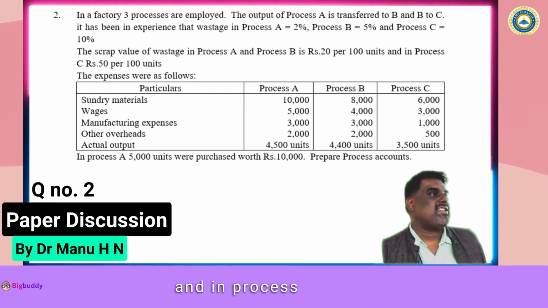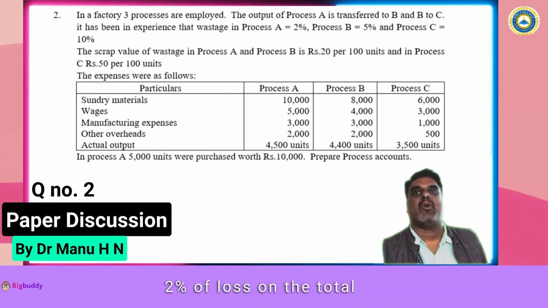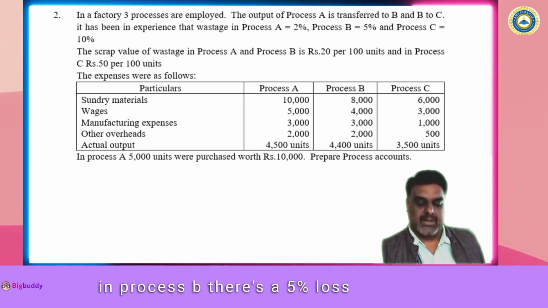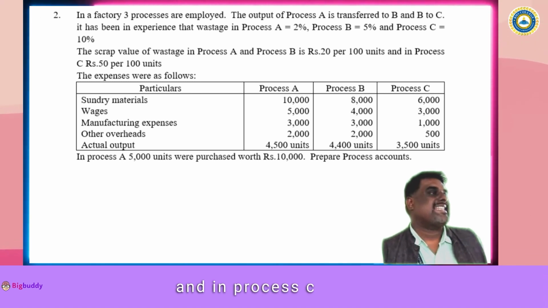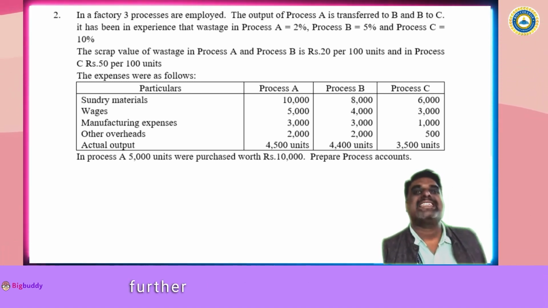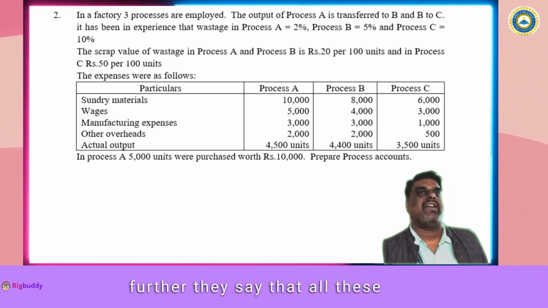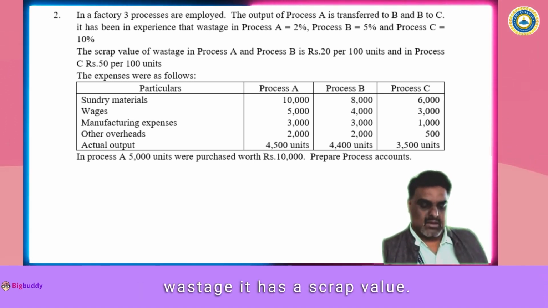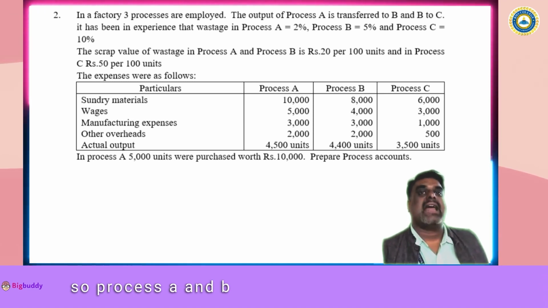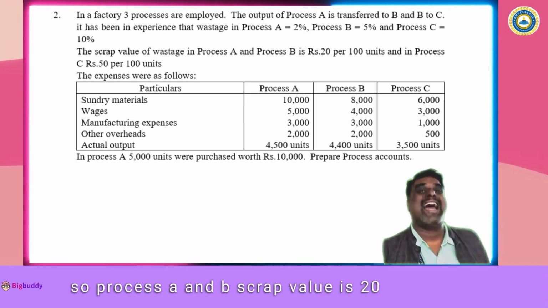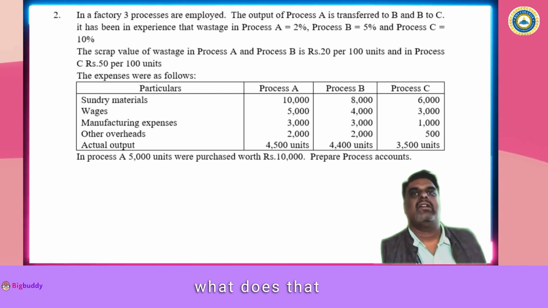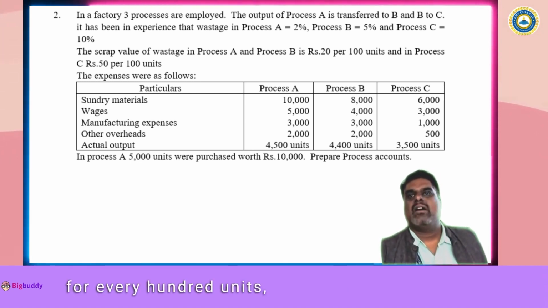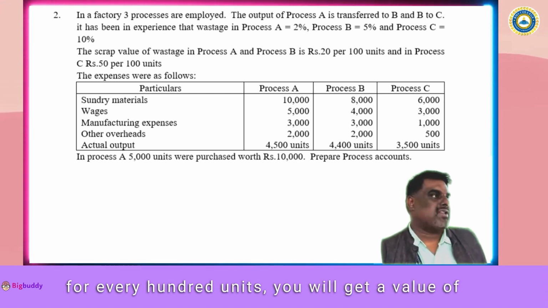In process A, there is a 2% loss on the total input. In process B, there's a 5% loss on total input. And in process C, it is 10%. Further, they say that all these normal wastage has a scrap value. So process A and B, scrap value is 20 per 100 units. What does that mean? For every 100 units, you will get a value of 20 rupees.